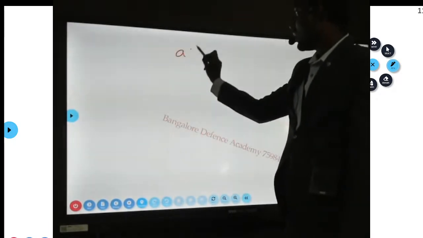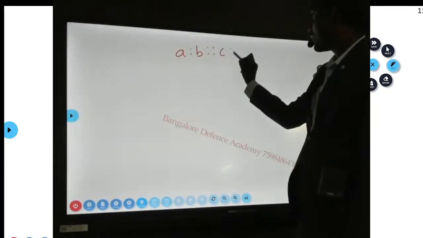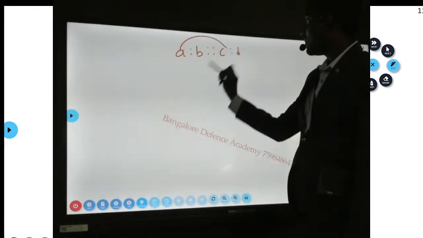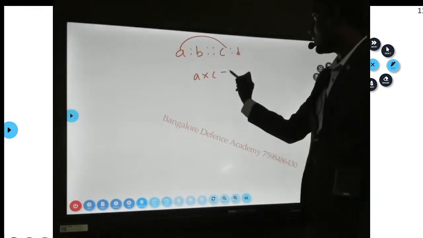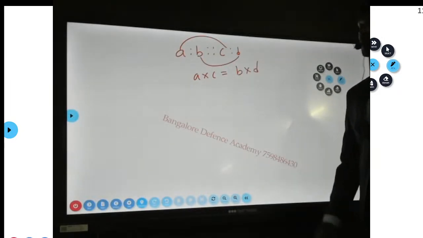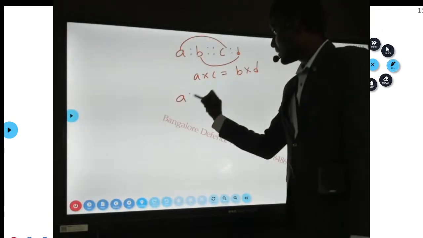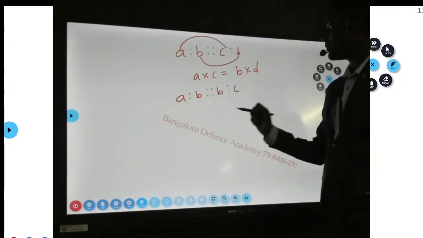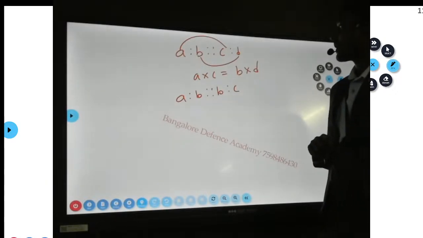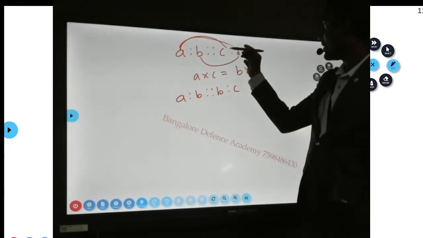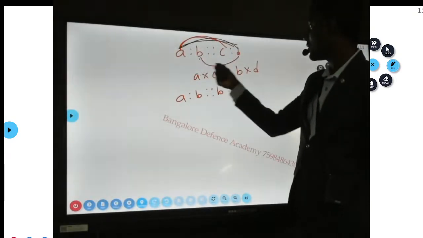Look at this. A is to B is equal to C is to D. If I multiply A and D, what will I multiply next? B into C. Next, if I write like this, A is to B, B is to C. Now tell me, what happens? I did this wrong. This should be A into C and this should be B into B.